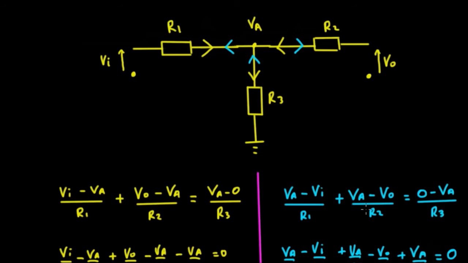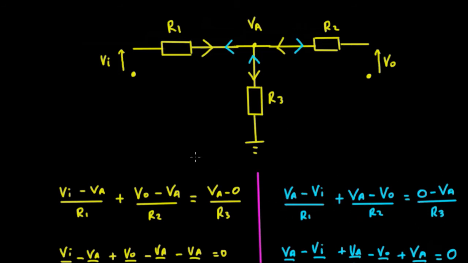That's that one there, divided by R2, plus the current from VA to Vin. So that's VA minus Vin is the current in that direction, all upon R1. Well, that's going to equal the current that has flowed into the branch from R3. In that case it would be the 0 minus the VA upon R3, would give us the current in that direction. Okay, so we end up with that one there.